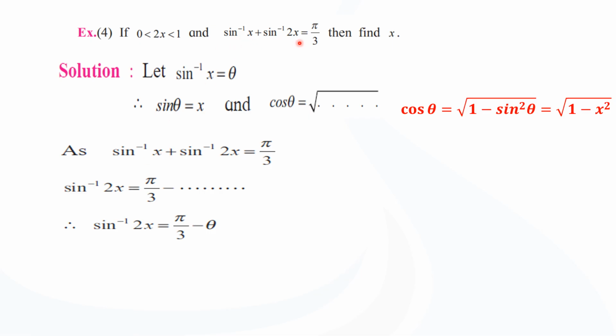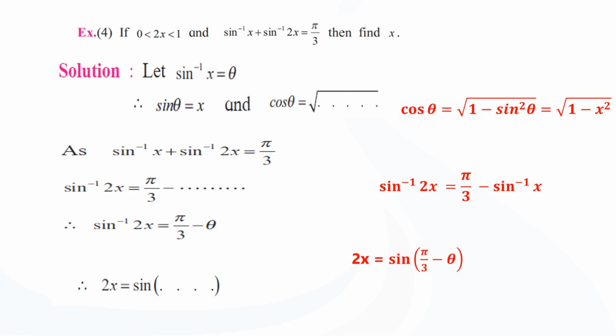So here, this was what we have to start with. This we have replaced by theta. So sine inverse 2x will be pi by 3 minus sine inverse x, which is theta. So here what you have to complete? Sine inverse x. Okay, the blank is filled. Next. So 2x, so sine goes on the other side. It becomes sine of pi by 3 minus theta.